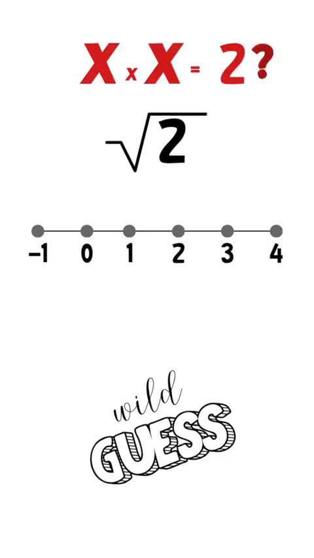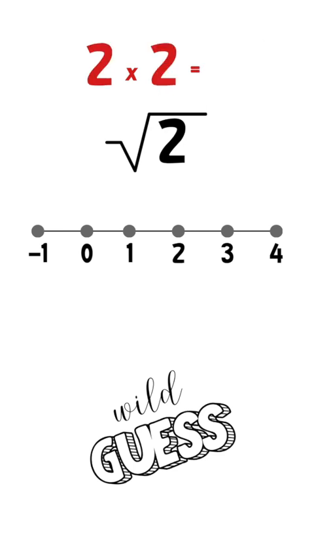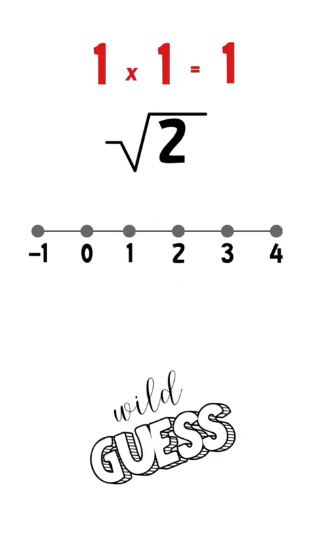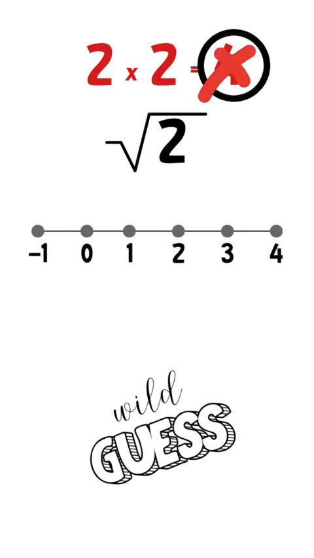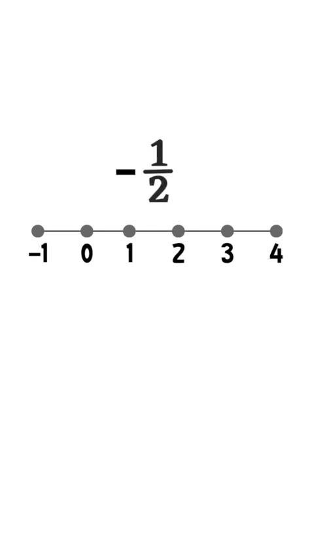So let's see if we can find the square root of 2. What times itself can equal 2? Is it 1 times 1? No, that's 1. That's too small. Is it 2 times 2? No, that's 4. That's too big. So where do we put the square root of 2 on the number line? I guess it's between 1 and 2. Good. Because 1 was too small and 2 was too big. So it's somewhere in there, between 1 and 2. Yes.